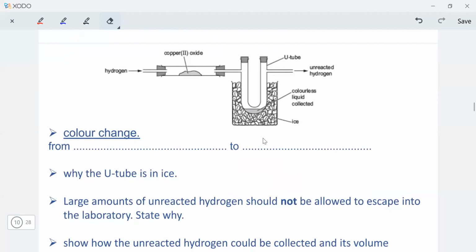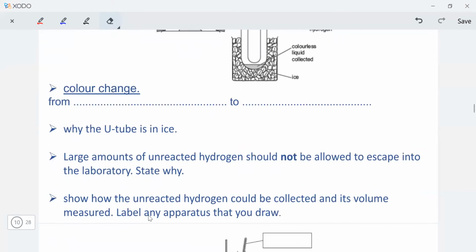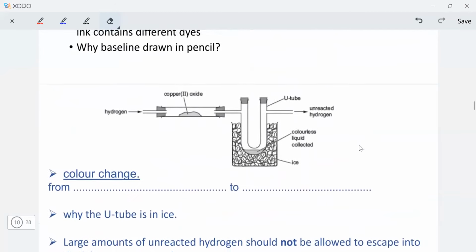The third question here is that a large amount of unreacted hydrogen should not be allowed to escape. So why is that? Why can't we allow hydrogen to escape in the lab? Because hydrogen is flammable or explosive. Show how the unreacted hydrogen can be collected and its volume measured. So what should I do here?